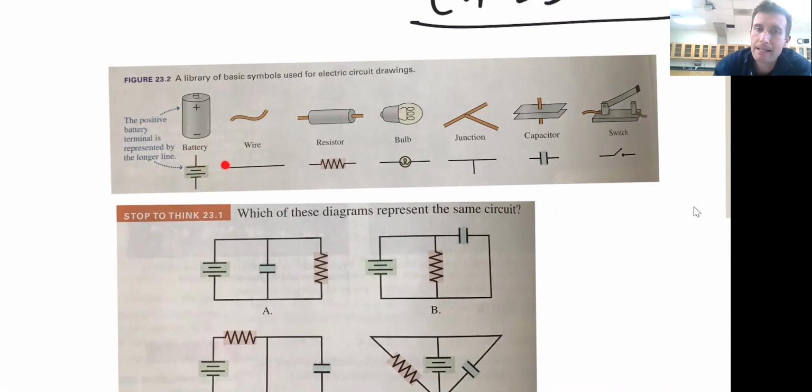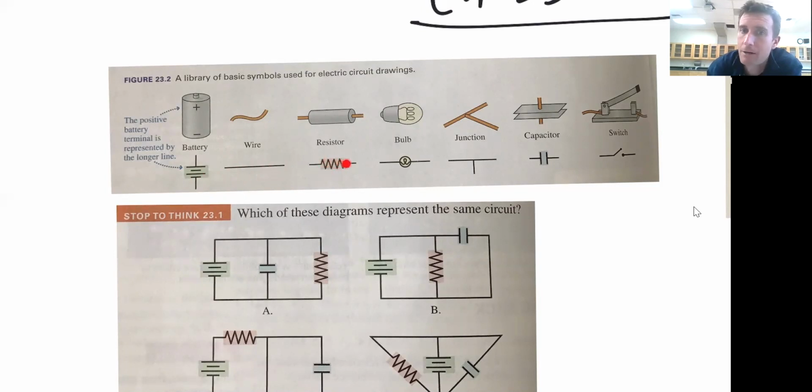The straight lines that connect things are wires. So the length of the line doesn't matter. It just means that there's a connection. So you don't have to pay attention to how long the wire is or where it turns. It just means connect this thing to that thing using a conductive material.